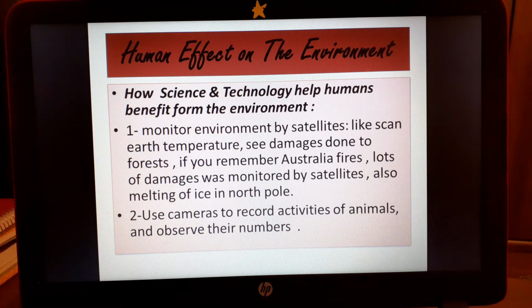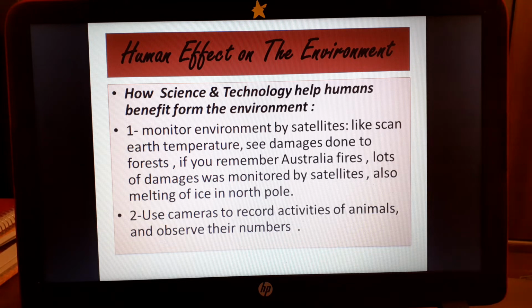Now, how do we make use of science and technology? Science is a method we use to study things around us. Technology is objects and ideas we invent to make our life better. Now, one thing we use to monitor the environment is satellites. Satellites can cover a large area and also they can monitor changes over a long time period, like tens of years, to help us see how the environment changes.